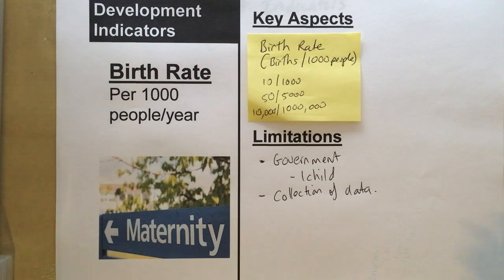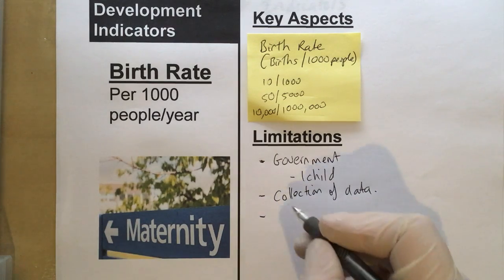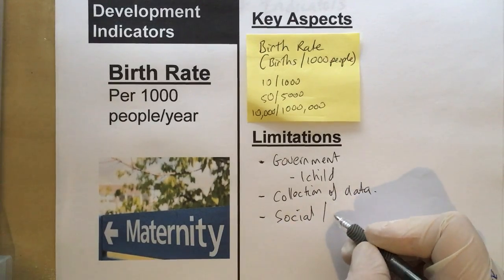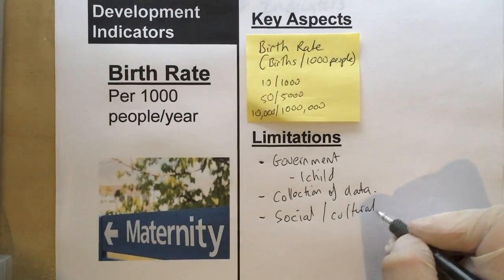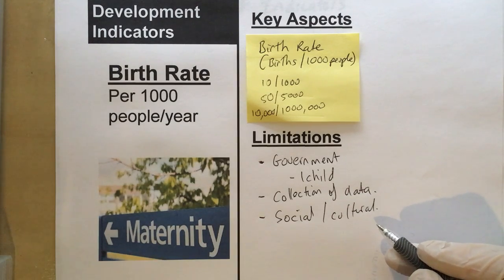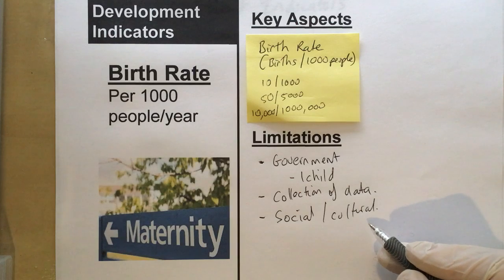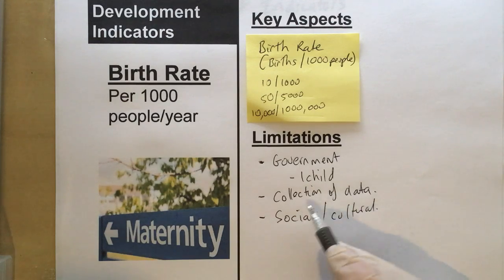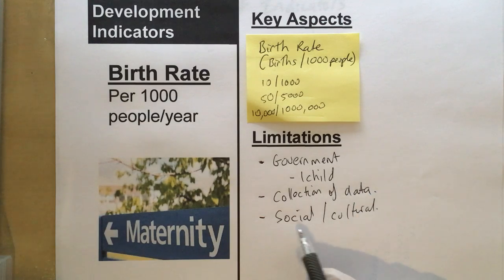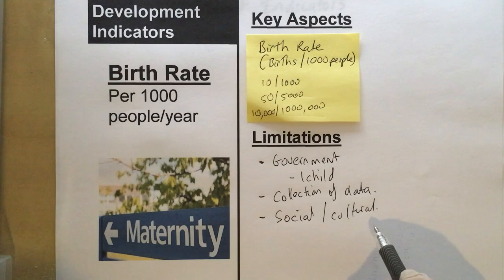Third one, again, it comes down to understanding the country. There might be social expectations or cultural expectations about having more children or fewer children in a particular country. So that helps us to understand the country itself. However, if these two things, particularly government policies and social and cultural expectations, are not properly understood, it might mean that we interpret the data in an incorrect way.